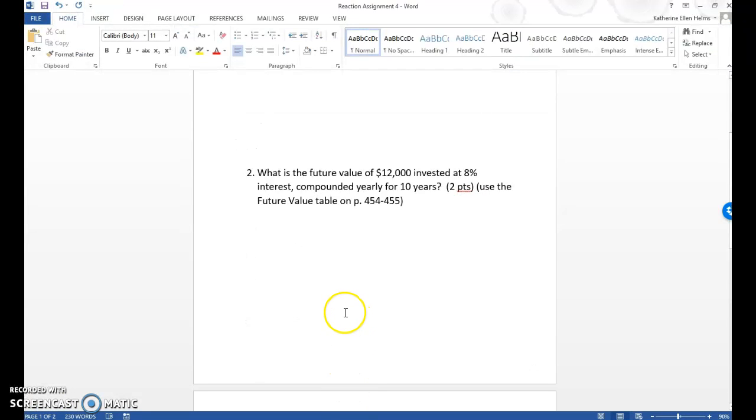All right, the next question asks us for the future value of $12,000 invested at 8% interest, compounded every year for 10 years. And the future value of today's money is talked about on page 94 and 95 in your textbook, and it gives a formula, but again, it gives you an easy way out in which you can use the future value table on page 454, 455. So if you're following along, look at page 95 in your textbook. That is calculating the future value of present money. And so we're going to look at that table.